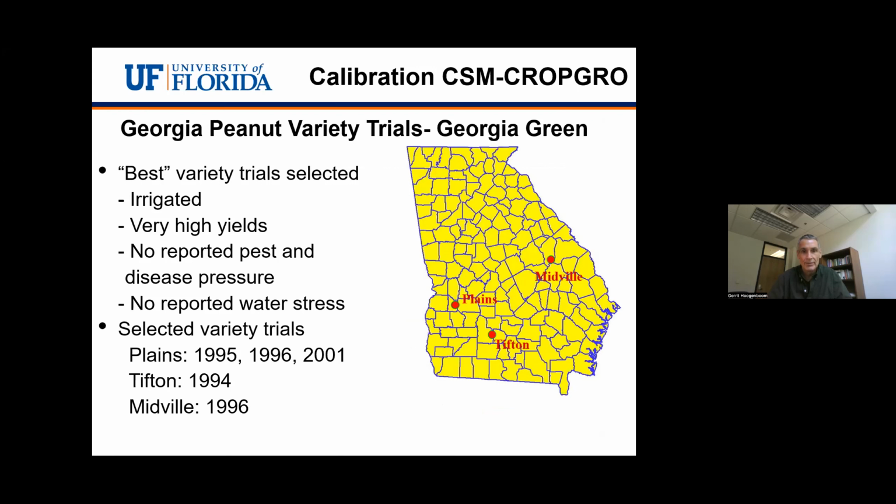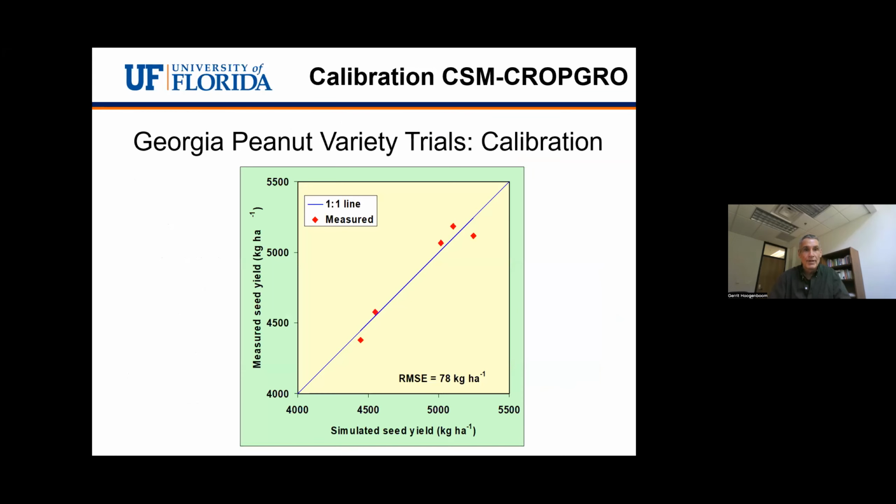And again, the data sets are quite old, referring to 1995, 96, and 2001 for Plains, 94 for Tifton, 96 for Midville. In this particular case, we only had yield and yield components. We had flowering date and we had maturity date available for determining the cultivar coefficients for this particular variety. But the results were quite encouraging.